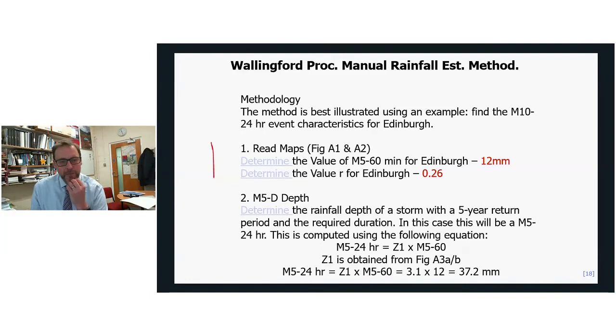So the next step, remember we're after the M5 24-hour, the next step is to determine the rainfall depth of a storm with a 5-year return period and the required duration. So in our case, the required duration is 24 hours. This is computed using the following equation. The M5 24, which is what we're after because 24 hours is the duration that we want, is Z1 times M5 60. Now Z1 is obtained from figures 3A and 3B in Volume 4.